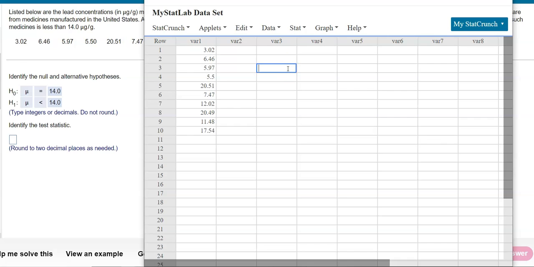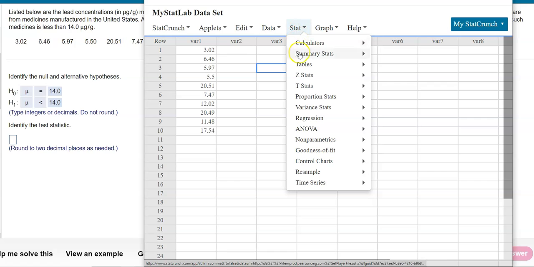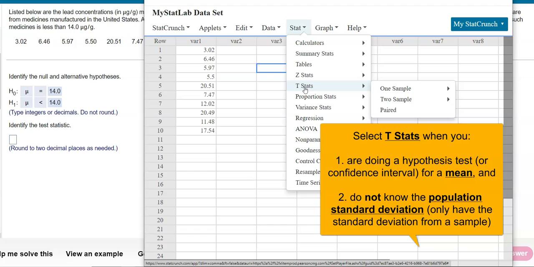The hypothesis tests are going to be under the Stat key. And for this one, we're going to select T Stats. Why are we selecting T Stats? We select T Stats anytime we are doing a hypothesis test for a mean, and the standard deviation that we have comes from a sample. In this case, they actually gave us the raw data for the sample. They didn't give us a standard deviation, but we're going to find one, or rather StatCrunch is going to find it for us, but it will be from the sample. It will not be from the whole population.